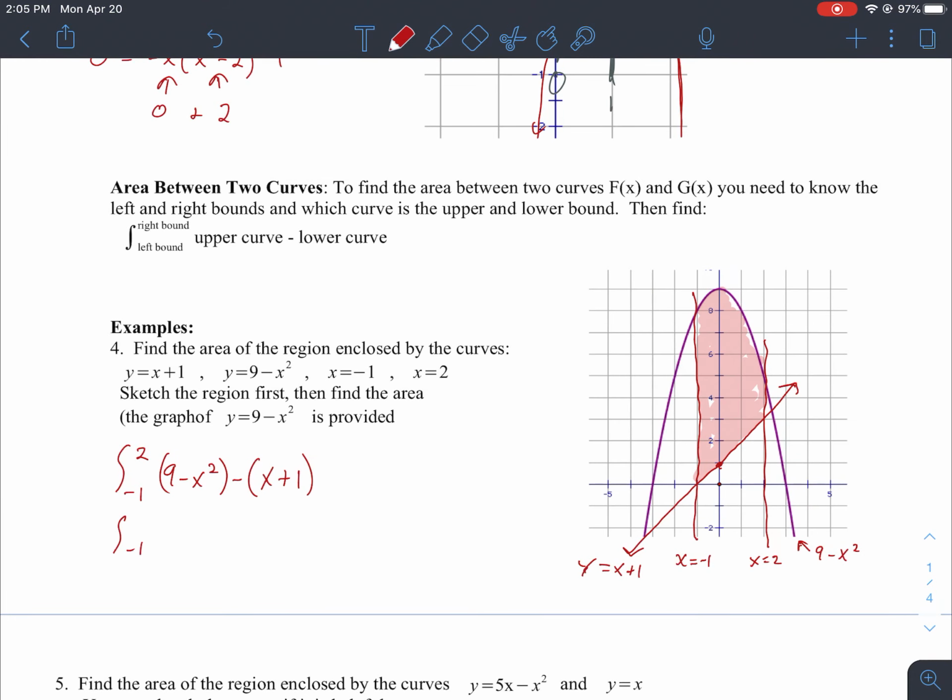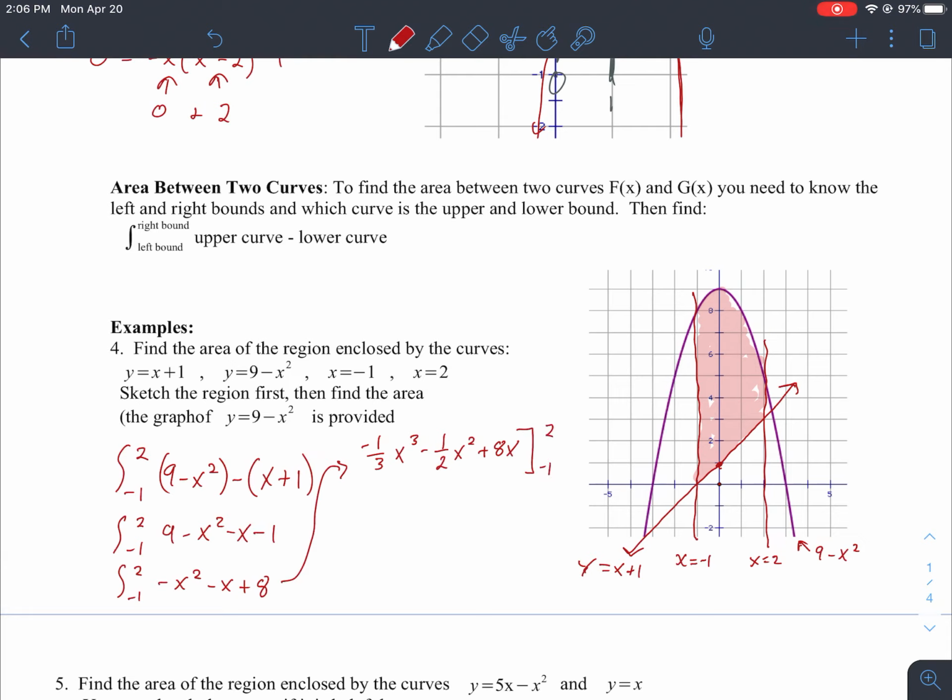So I'm going to simplify this first. I get 9 minus x squared minus x minus 1, which is, let's see, negative x squared minus x plus 8. Okay, now I'm going to take the antiderivative. So it's negative 1/3 x to the third minus 1/2 x squared plus 8x. Okay, now plug 2 in.